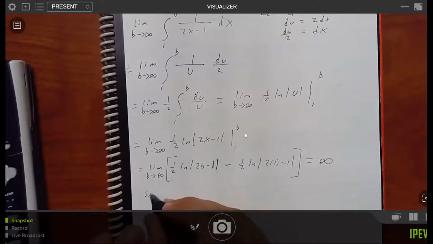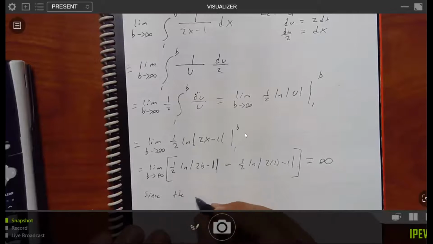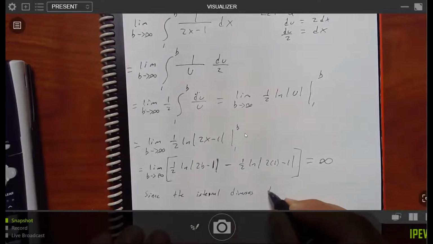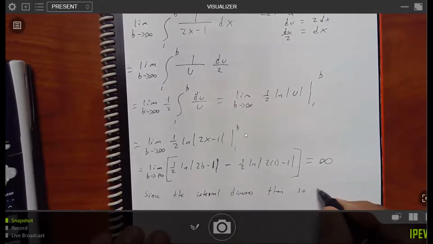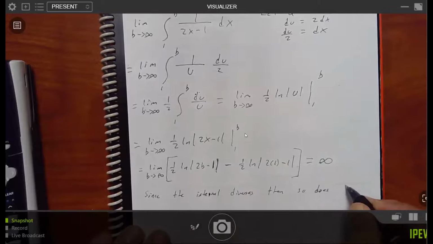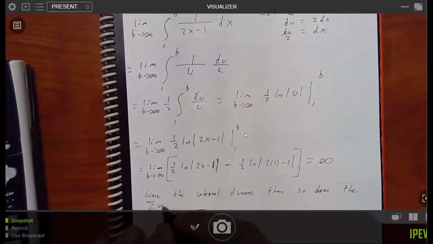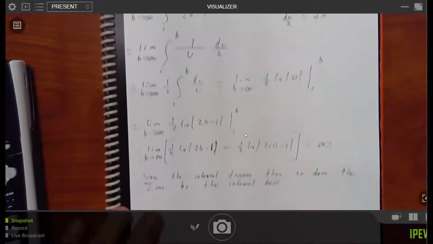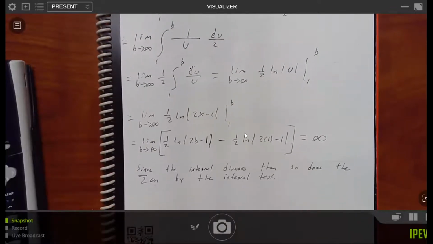So since the integral diverges, then so does the series by the integral test. Are there any questions on number 10?